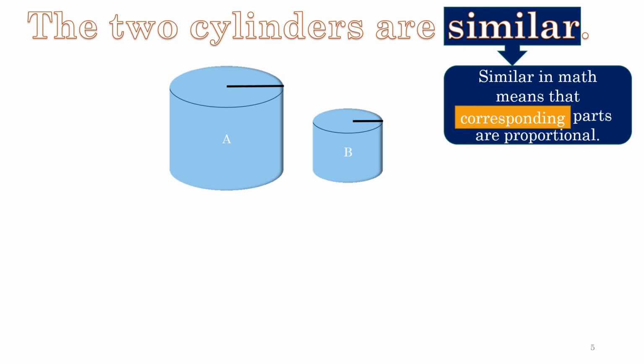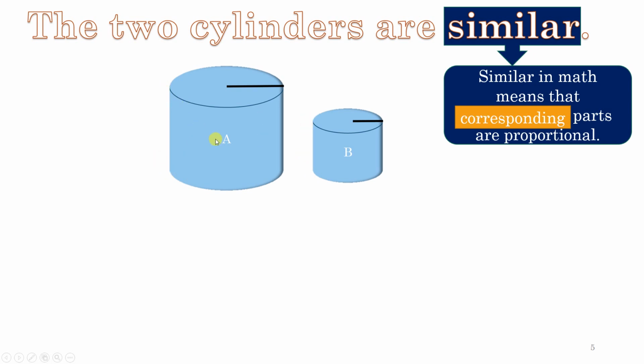Now corresponding means relative same location. So the radius of this and the radius of this are corresponding parts, because they're both radii. Now the height of this is going to correspond to the height of this.